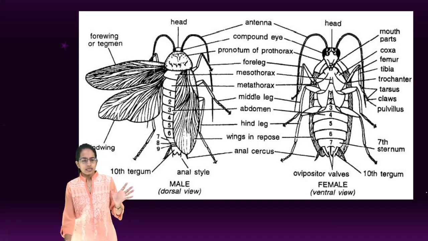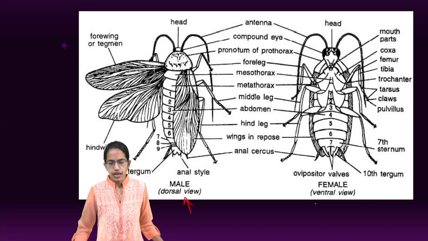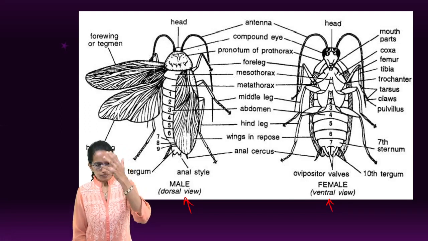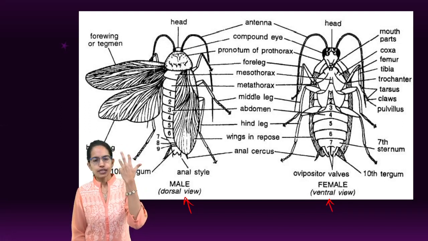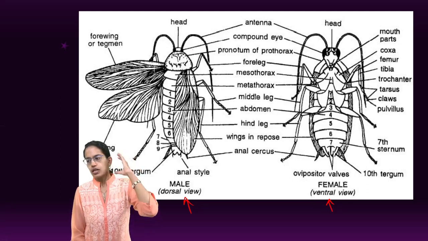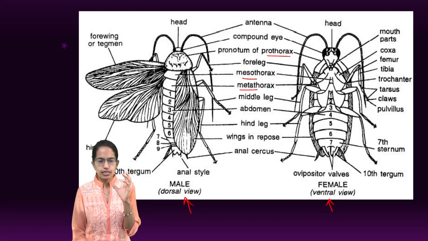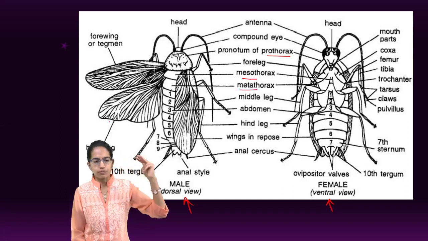Now here is the structure, a dorsal view of a male and a ventral view of a female cockroach. Now to begin with, the head, which incorporates the compound eyes, the antenna, is the major section. Now, the next is the thorax. Thorax includes prothorax, mesothorax and metathorax. Mesothorax has the forewings, metathorax has the hind wings. So, both the wings are present on the thorax.